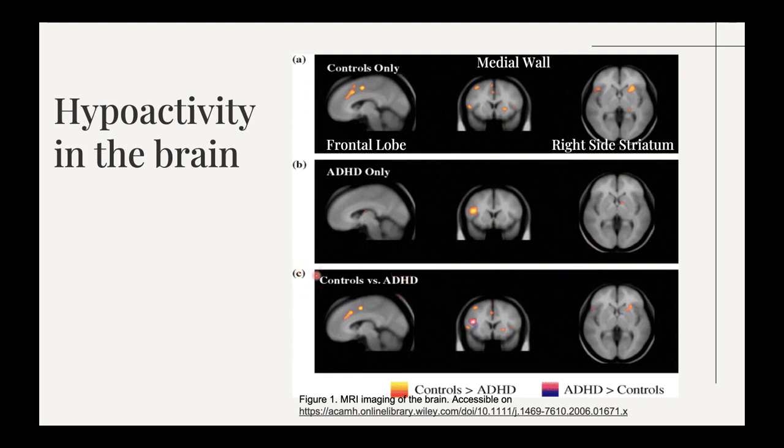The last row is for the overlap of the control group and the ADHD group. So we can see that in the frontal lobe, it's mainly just the control group, and we don't see the ADHD group. And then in the medial wall, we can see that the orange dots here, these are all for the control group. And then this pink dot here represents the ADHD. And then on the right side striatum, we only see the control group again. And so this suggests that lower activity in the brain region for ADHD could mean that there is a deficit in the circuit.